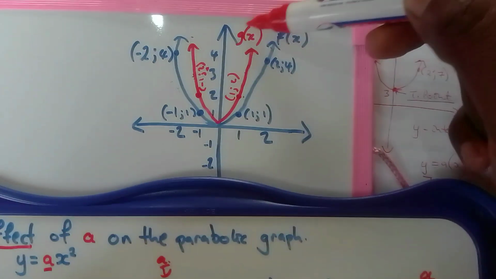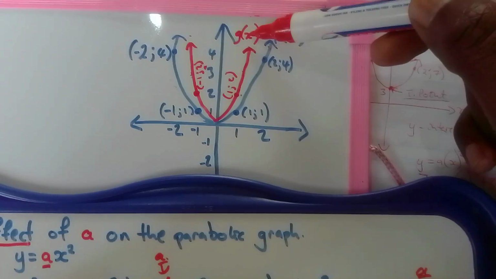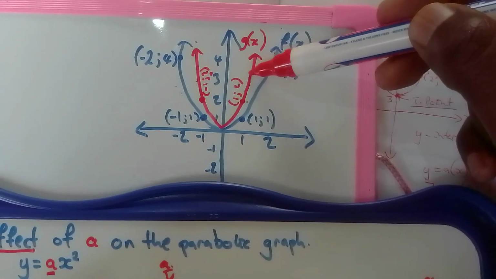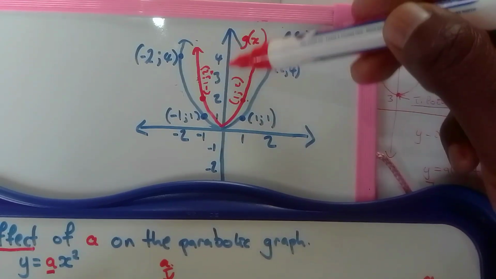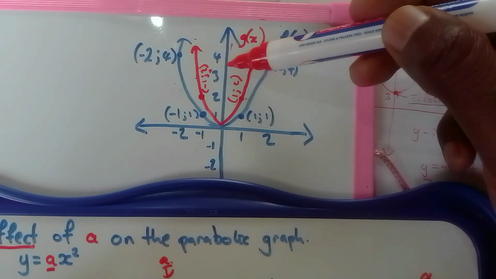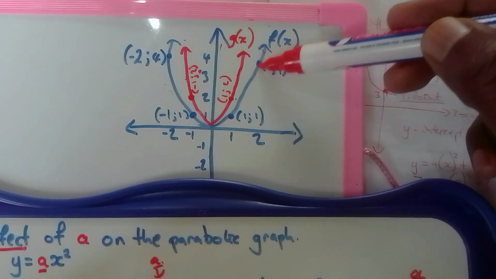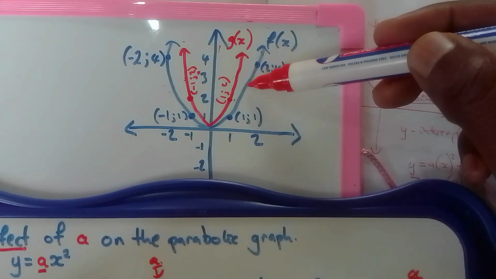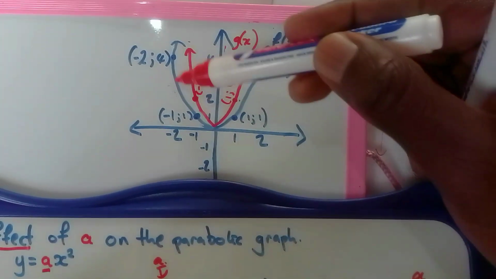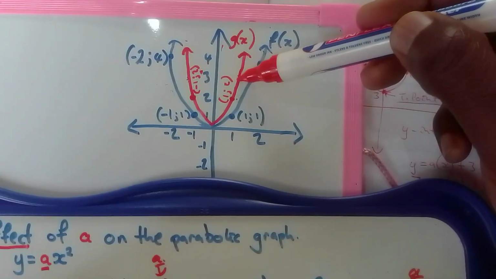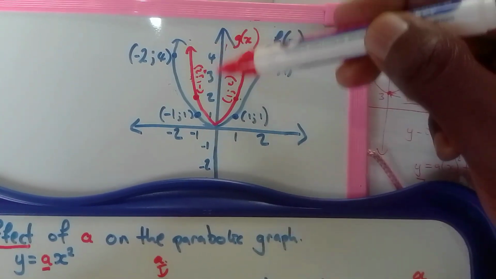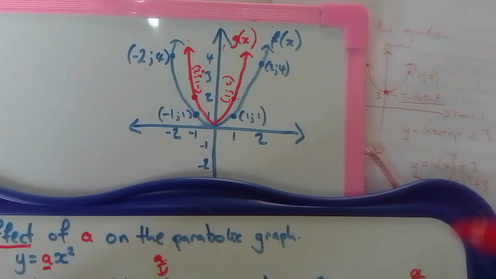So now, as your A value gets bigger, then the answers that you're getting, your y values, they get closer to the y-axis. They get closer to the y-axis. Check. When it was just y is equal to x squared, this arc and that arc, they are far away from the y-axis. But here and there, you can see that they're getting closer and closer to the y-axis.